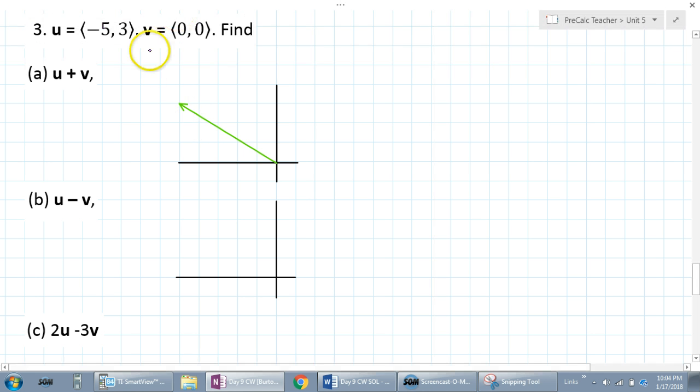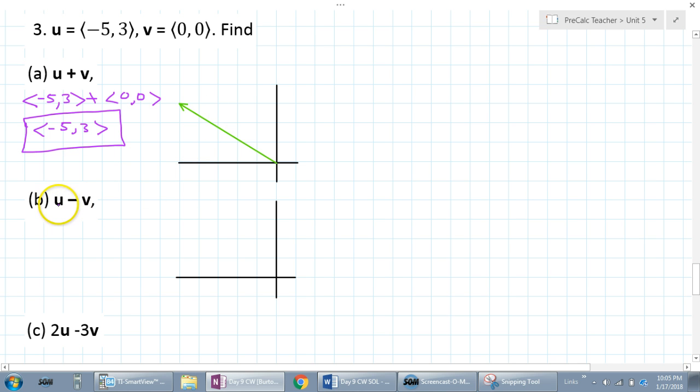If I were to show this silly little problem algebraically, I would do vector u, that's negative 5, 3, plus vector v, 0, 0. Adding the corresponding components, I'm going to get, oh look, negative 5, 3. Which is the same as vector u. So that's going to sort of happen over and over again.